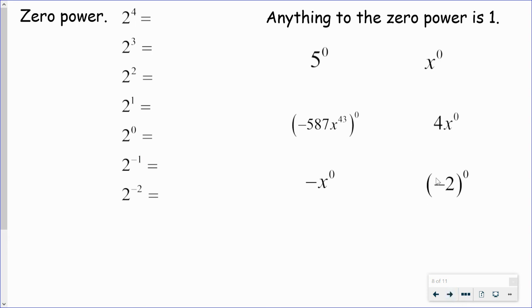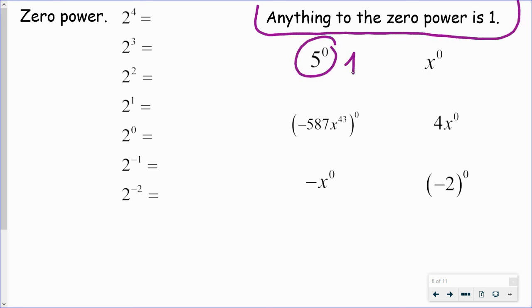Now remember, the main thing here: anything to the power of 0 is 1. 5 to the power of 0, a variable to the power of 0, all of this to the power of 0, even if I distribute it, that becomes that to the power of 0, that to the power of 0. This whole thing is 1.